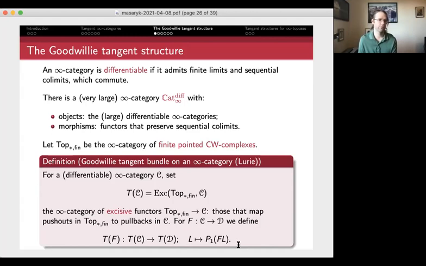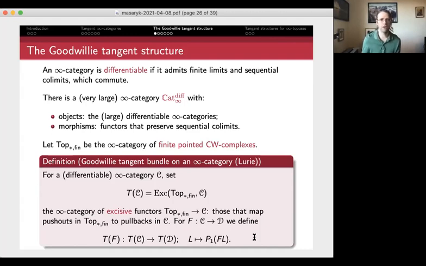You should notice, or maybe if you take a few minutes to write it down, it's not obvious that this definition of T is functorial, that it preserves composition of functors. So there's a lemma that you need to prove to show that T of F composed with G really is T of F composed with T of G. And there's a fact from Goodwillie calculus that tells you that this is true.